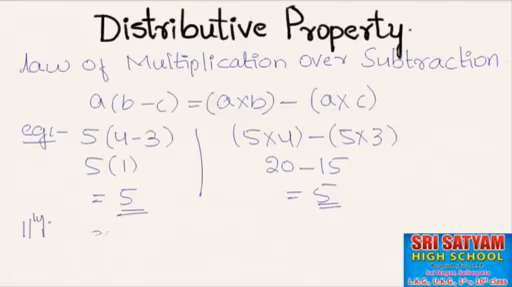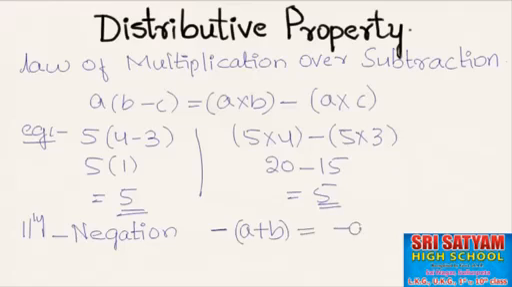Similarly, we have the negation distributive property, which is nothing but minus of A plus B, which will be equal to minus A and minus B. Now let me explain this concept with an example. Here if we have minus of 8 plus 8, we get the result as minus 16. And now adding individually, we get minus 8 minus 8, which will be equal to minus 16. Since both the values are the same, we can say that the negation distributive property is a closed operation.